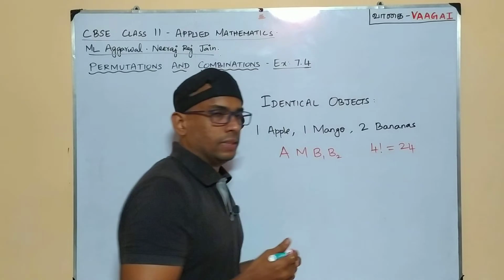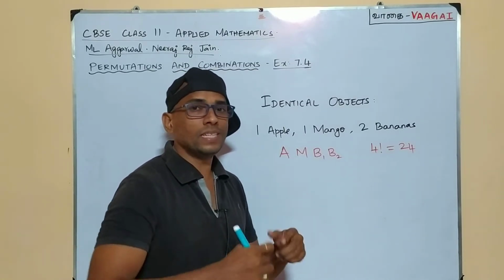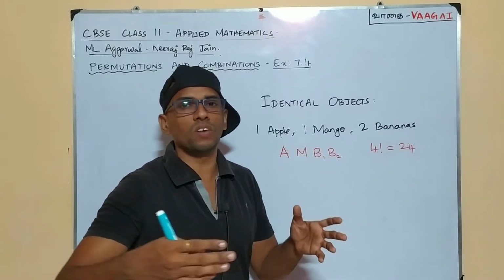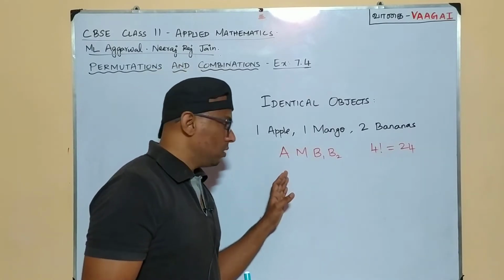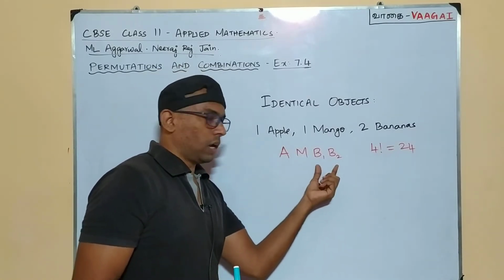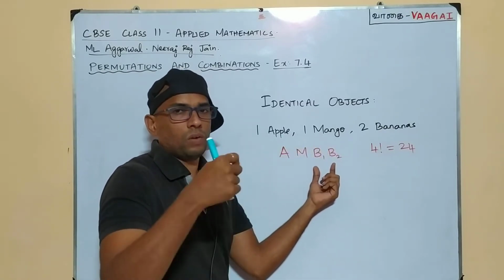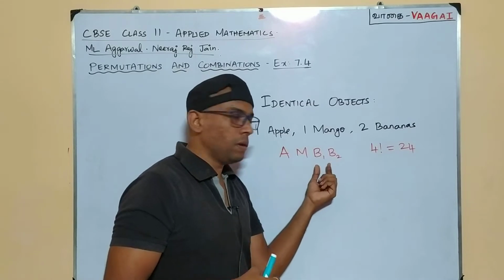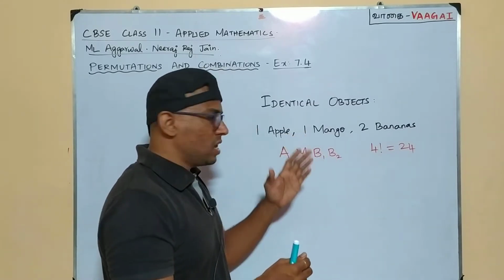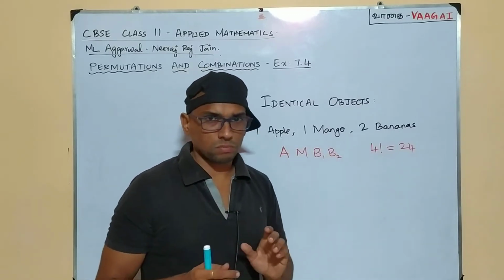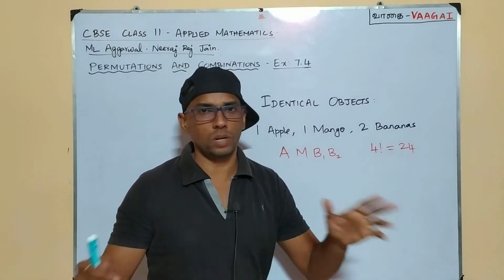This is when all the objects are considered to be distinct objects. Distinct means they are all different, they are not alike. So one apple, one mango, and 2 bananas. To solve this situation, we assumed the bananas to be B1 and B2. So there are 4 distinct objects, and our answer is 4 factorial, which is 24.